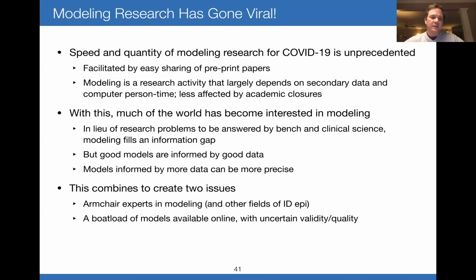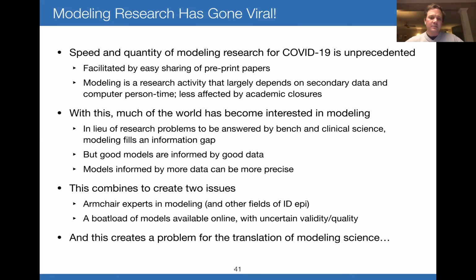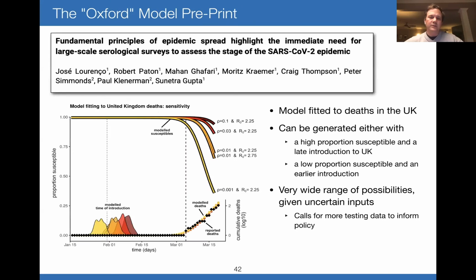Number one, a lot of armchair experts in modeling. So people that are just really interested, a lot of people for very good reasons, but don't have a lot of experience or expertise in this area, getting interested in building out models. So we have a boatload of models right now that are available online, many of uncertain validity or quality. And this creates a problem itself for the translation of the modeling science upwards and outwards.